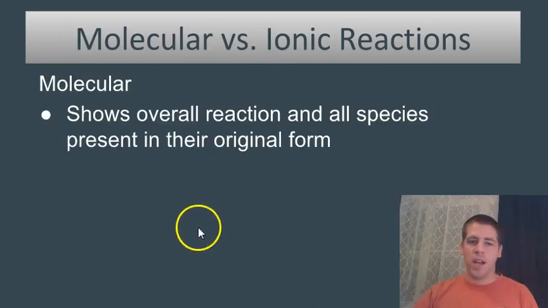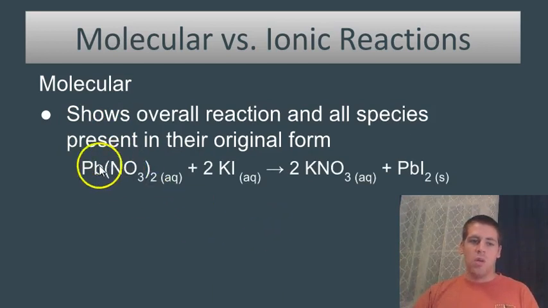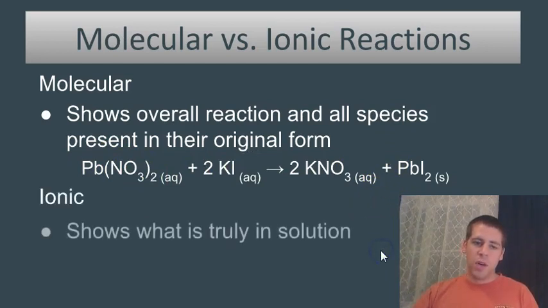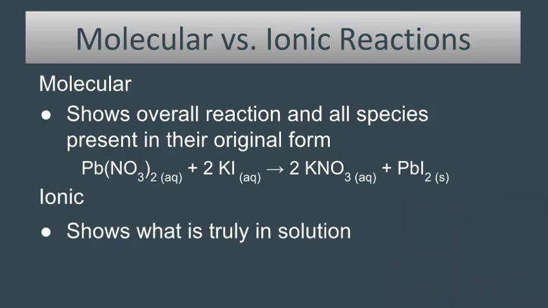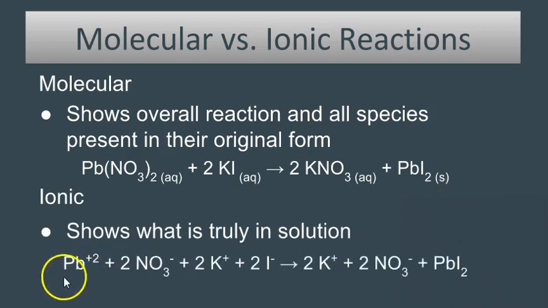All right, let's talk about molecular versus ionic reactions. A molecular reaction is what you're used to, where we have our two reactants forming our two products in a double replacement reaction. The ionic equation is a little more precise in what it's representing. It shows that our solution actually doesn't really contain lead nitrate per se. It contains lead ions and nitrate ions, and potassium ions and iodide ions.